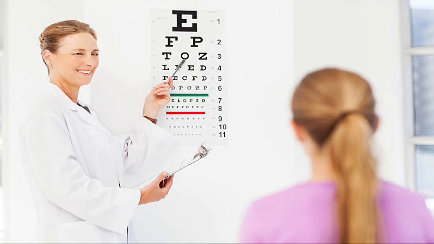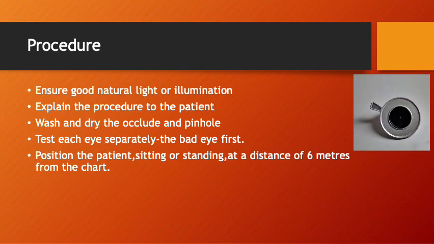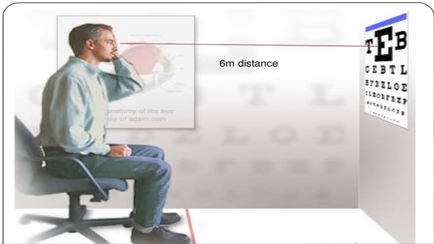Now this is the picture which shows how we test the visual acuity. Coming to the procedure, we have to ensure that we have good natural light or illumination. We have to explain the procedure to the patient. Wash and dry the occluder and pinhole. We have to test each eye separately, the bad eye first, and position the patient either sitting or standing at a distance of 6 meters from the chart. Here we see a person seated at a distance of 6 meters from the chart.